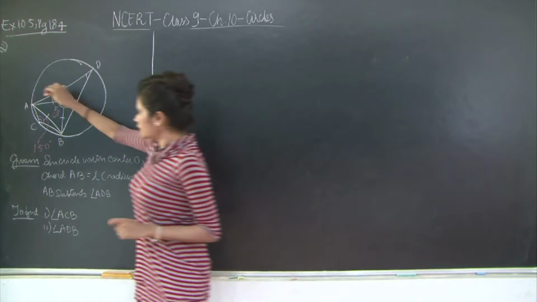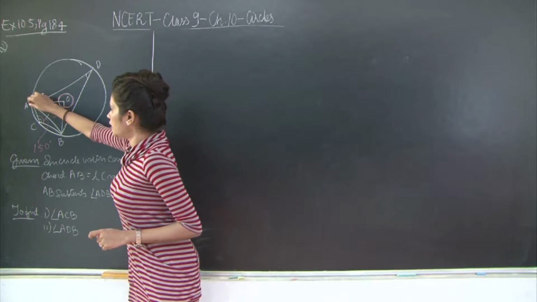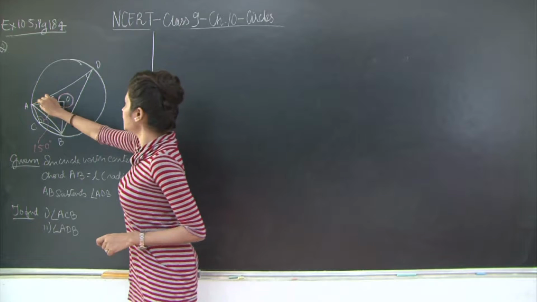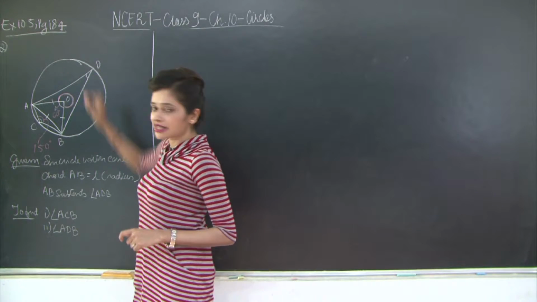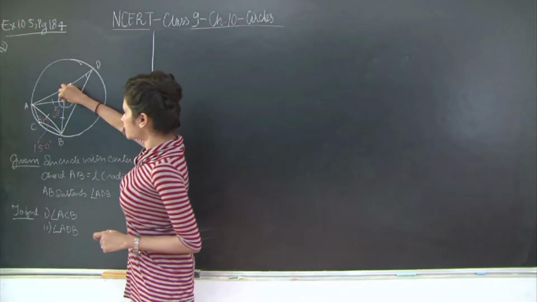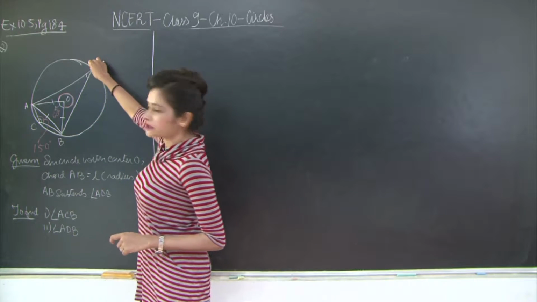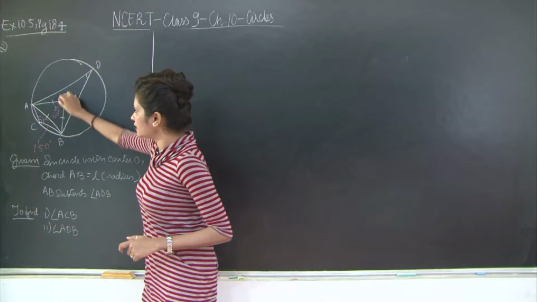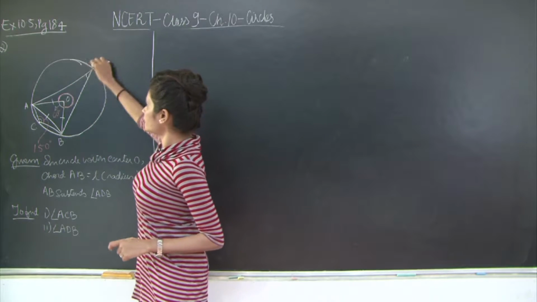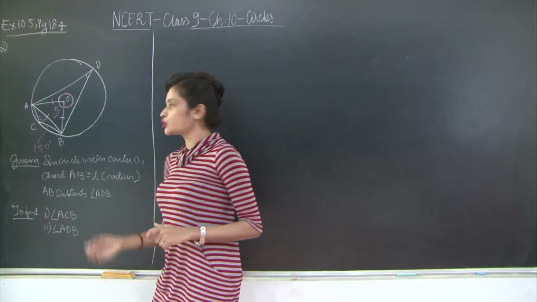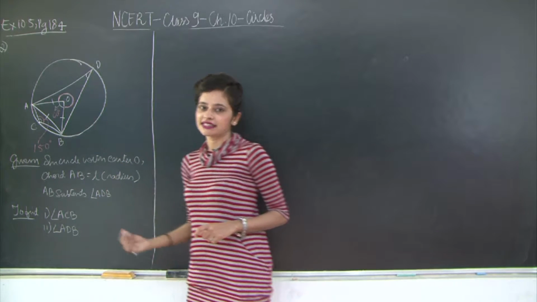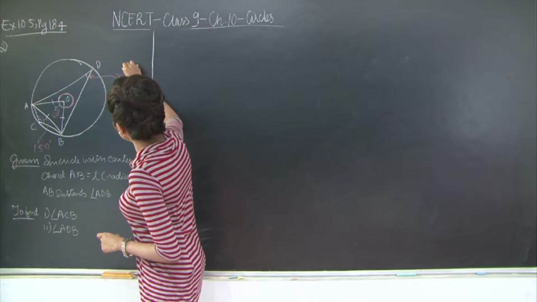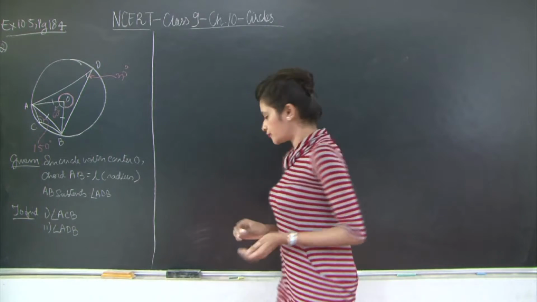Similarly, this chord AB is subtending angle AOB and ADB at the center and the circumference, correct? Therefore, the angle subtended at the center is twice the angle subtended at the circumference. So, this angle, that is 60 degrees, AOB, the inside angle, is twice of ADB. So, ADB is going to be half of 60 degrees which is 30 degrees. So, this angle out here will be 30 degrees. Now, let us go ahead and write the proof.